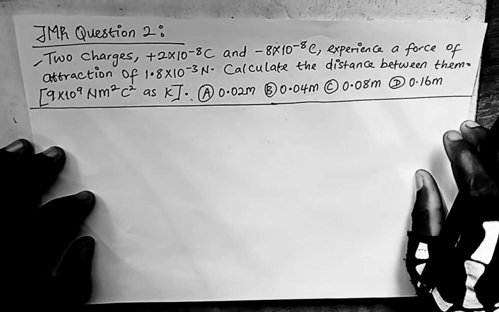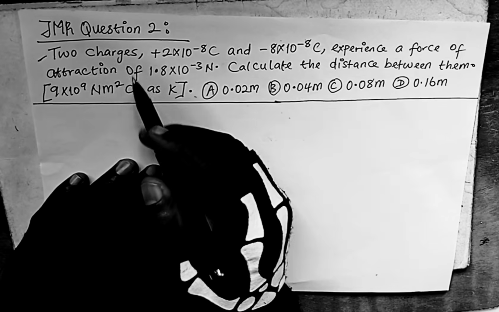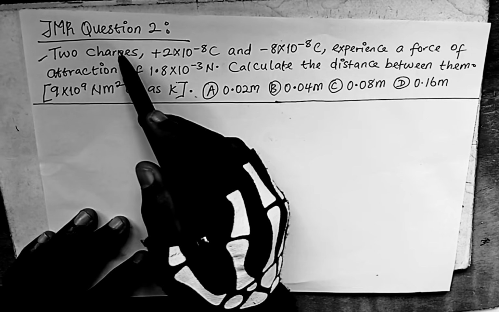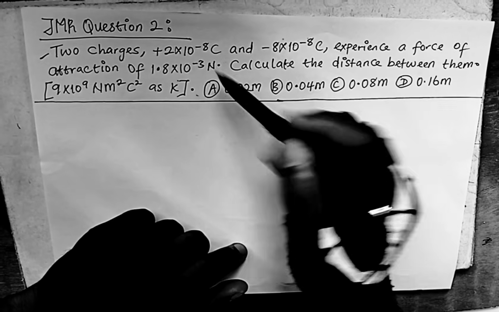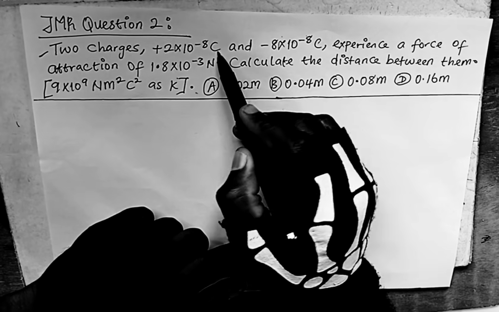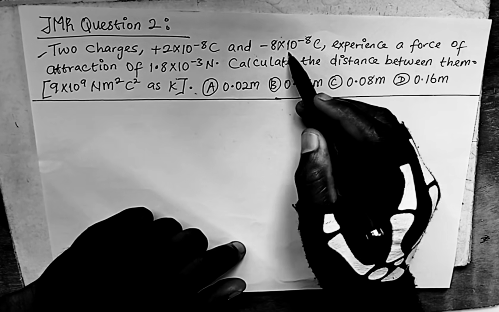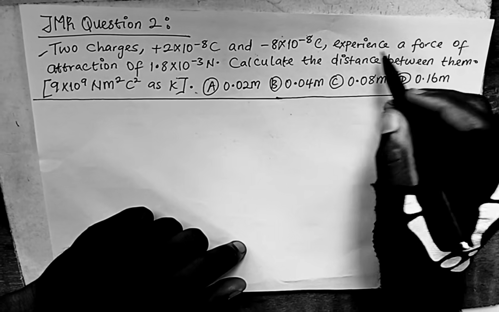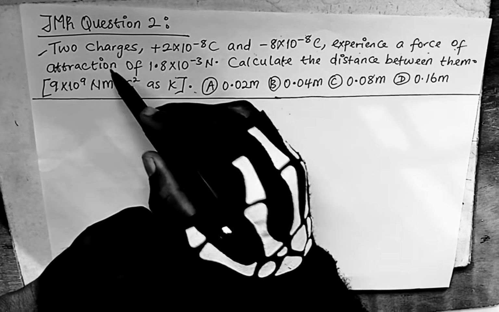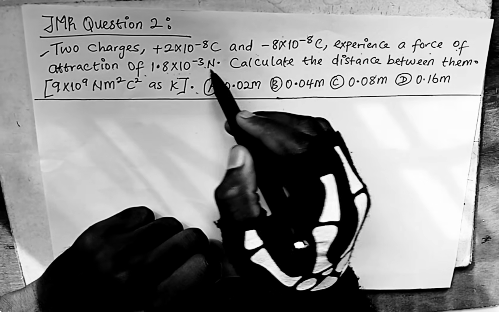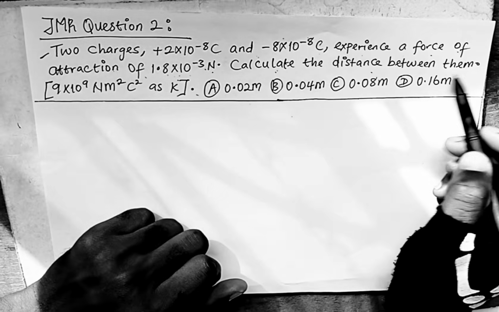This is our final lesson for physics calculation, and we are looking at the second question under Coulomb's law. The question reads: two charges, plus 2 times 10 raised to the power minus 8 coulombs and minus 8 times 10 raised to the power minus 8 coulombs, experience a force of attraction of 1.8 times 10 raised to the power minus 3 Newton. Calculate the distance between them.